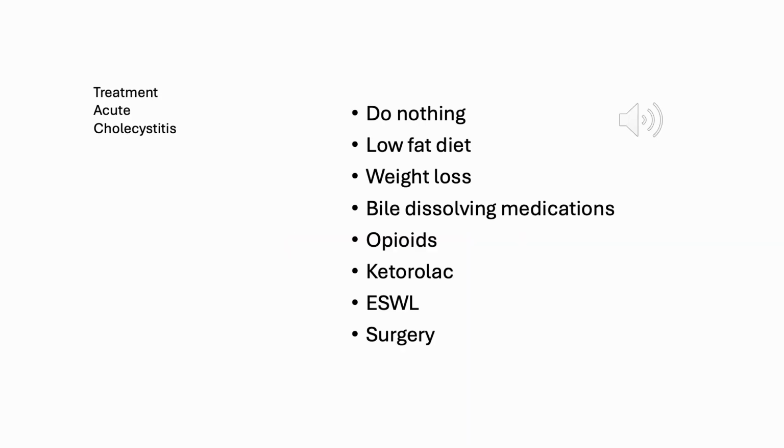Treatment for acute cholecystitis can involve doing nothing, sending the patient home if they come to the ED with pain, and explaining they need to go on a low-fat diet and encourage weight loss. Patients can take bile-dissolving medications. If it's acute and they have severe biliary colic, you would give opioids, and ketorolac is another option. That's an NSAID.